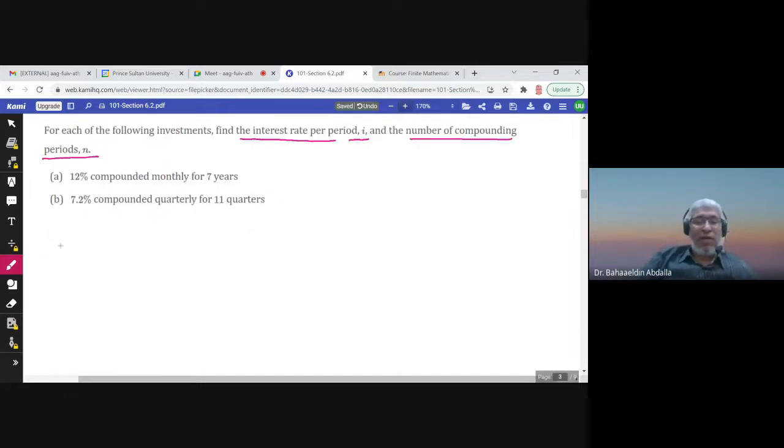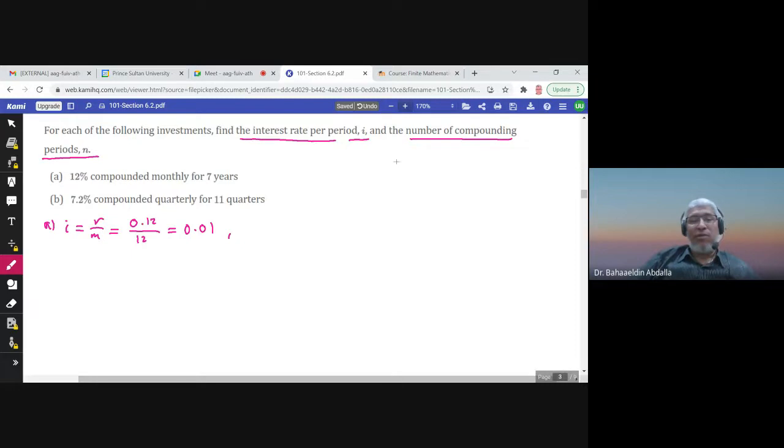So in A, the definition of I is R over M. So 12% compounded monthly, 12% is R, compounded monthly, so the number of interest periods will be 12. And then when we divide 0.12 over 12, we just get 0.01. So 1% per period. The interest per period is 1%.